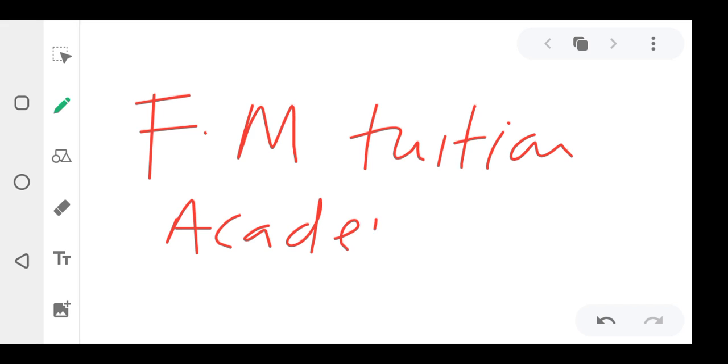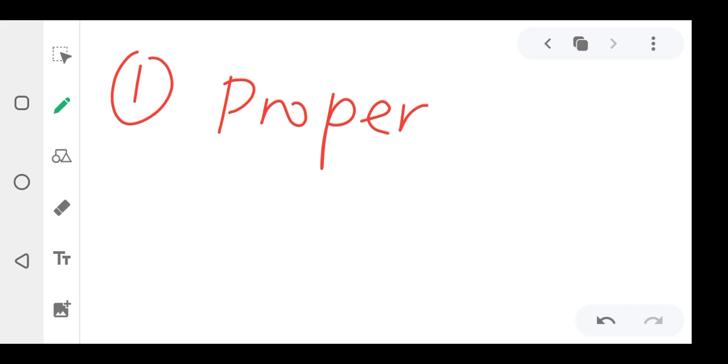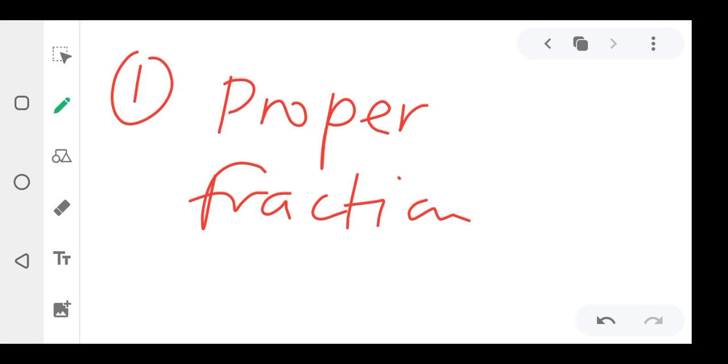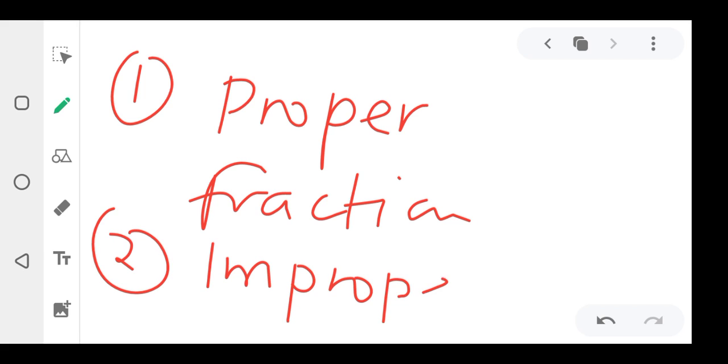Okay, so today we'll be looking at a topic in mathematics. To be more specific, we'll be looking at the difference between a proper fraction and an improper fraction. What is the difference? How do you know the difference? Okay, what are proper fractions?